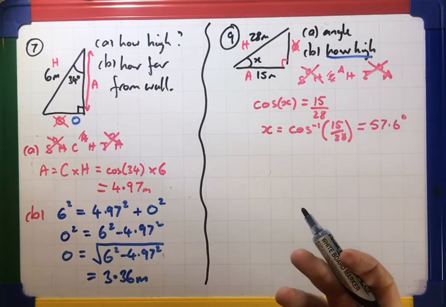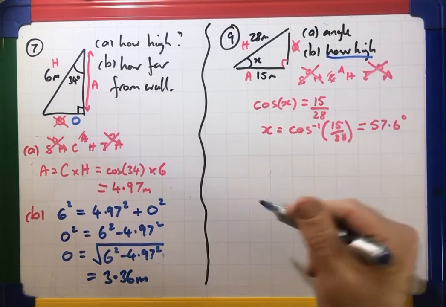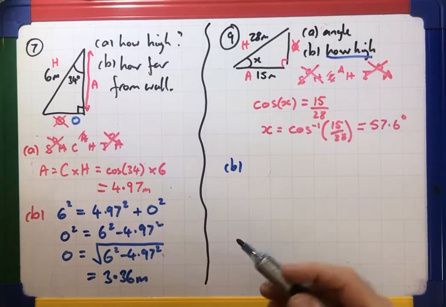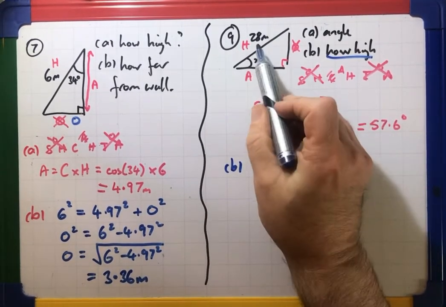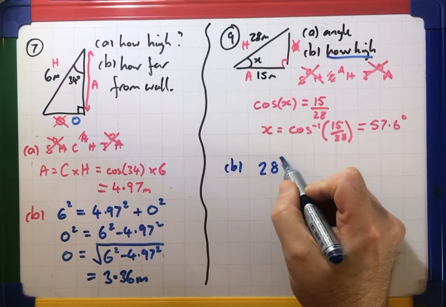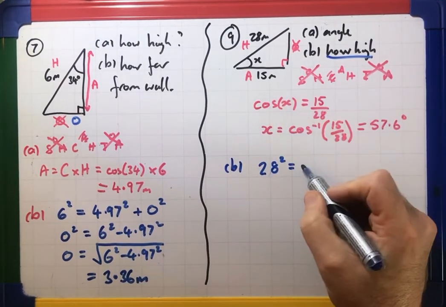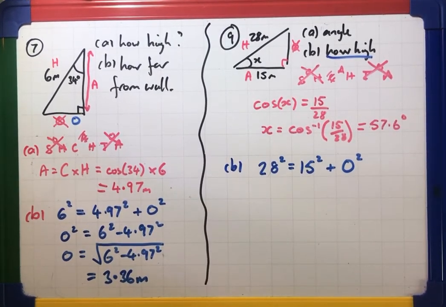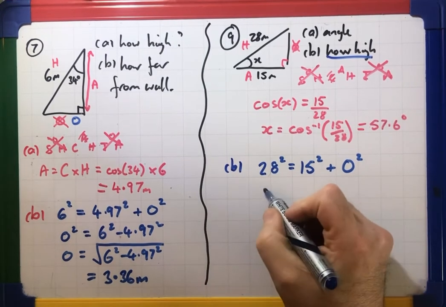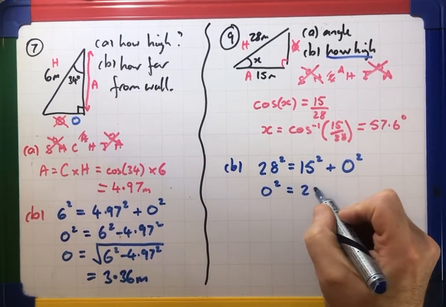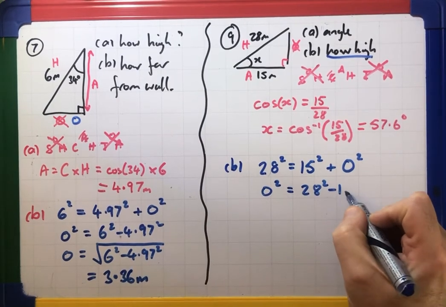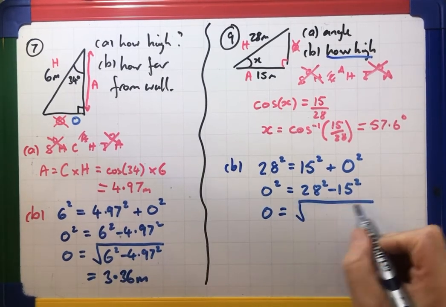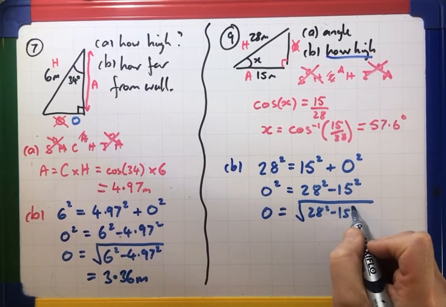Now for the next bit, again I'll work in blue for this, it says how high. I could either use trigonometry, but I think it's easier to use Pythagoras' theorem. If you're given two sides of a right angled triangle, you can always work out the third. So longest side squared, which is 28 squared, is equal to the two shorter sides, 15 squared, and again it's the opposite squared here. So the opposite squared is going to be 28 squared minus 15 squared. So the opposite will be the square root of that lot. 28 squared minus 15 squared.